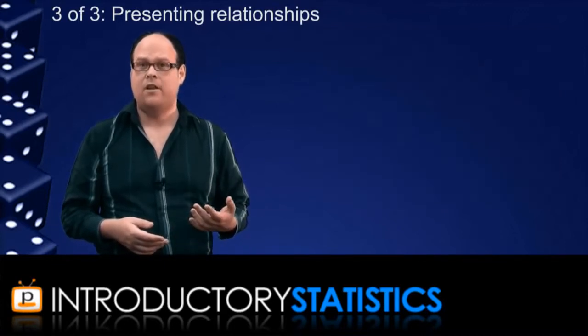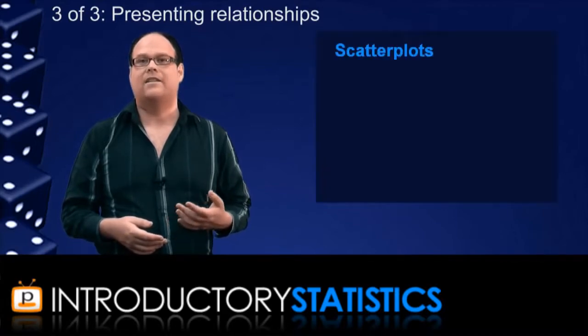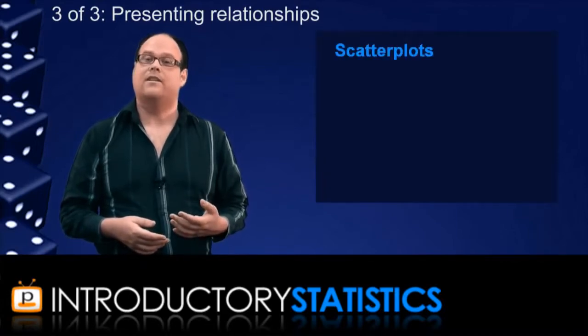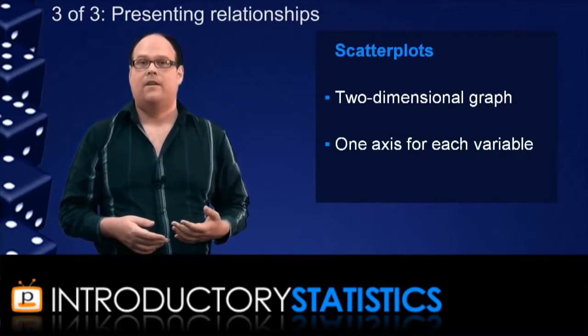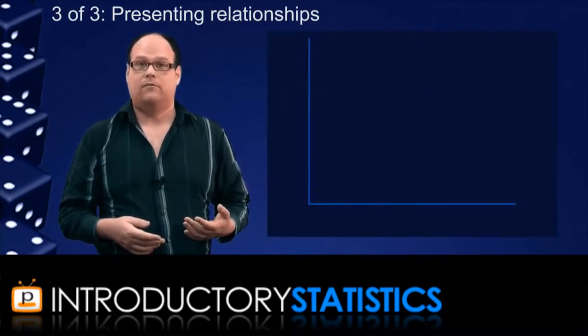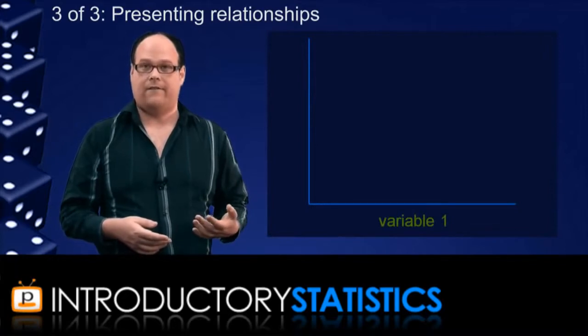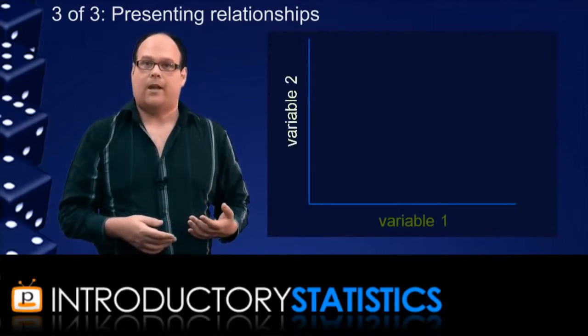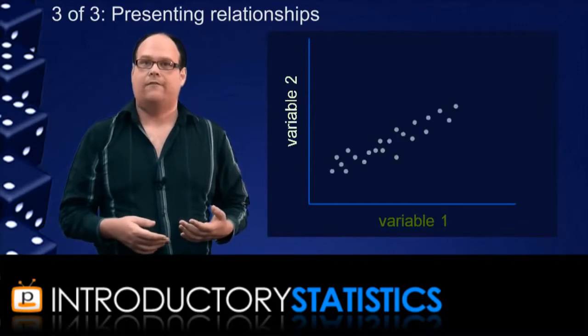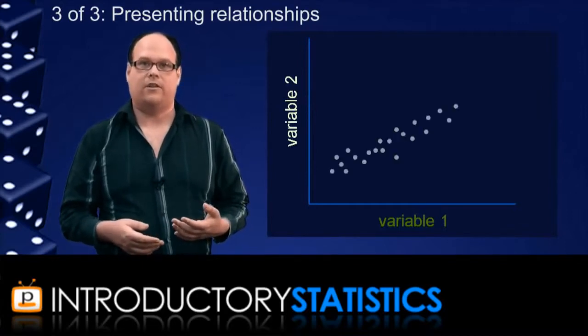In that situation, we use what is called a scatter plot. A scatter plot is a two-dimensional graph with one axis for each variable. The values of one variable run along the horizontal axis and the values of the other variable run along the vertical axis. You draw the scatter plot by placing points on the graph corresponding to the data values you collect.